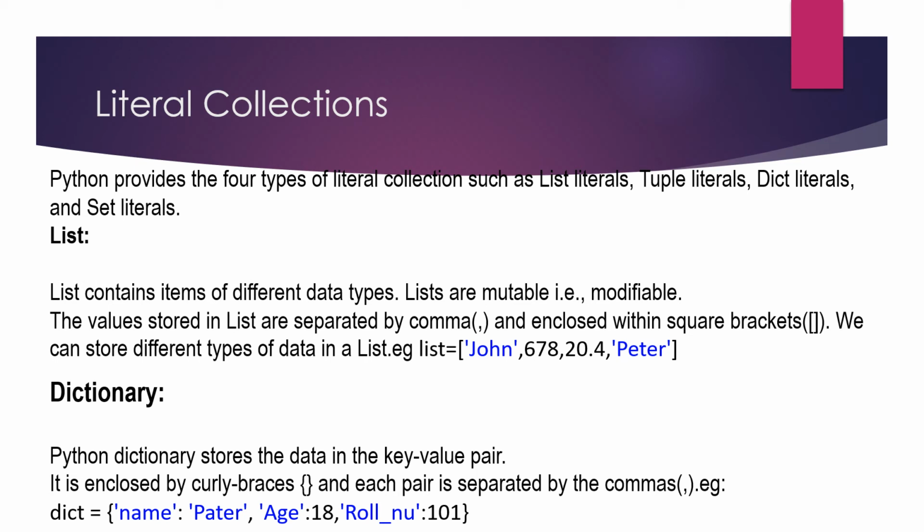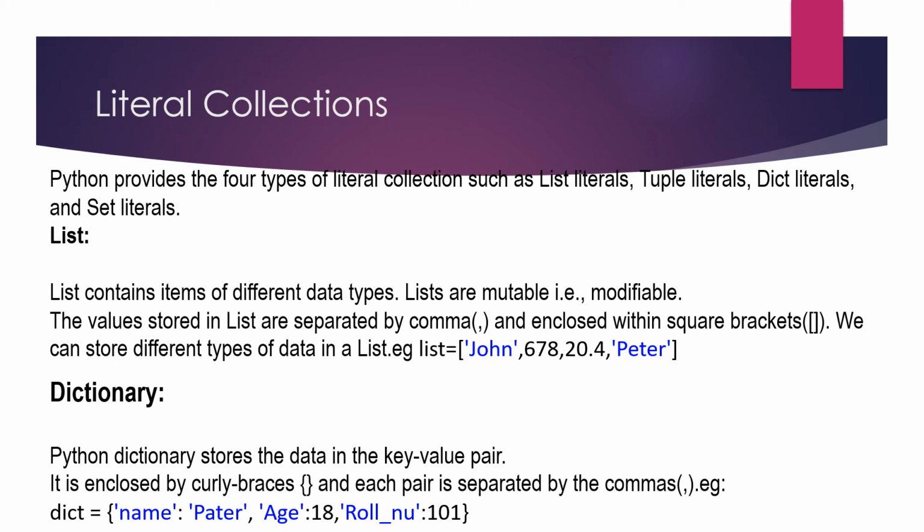We can store different types of data in a list. For example, the list contains John in single quotes, which is a string, 678, which is a numerical value, 20.4, which is a decimal value, and again Peter within single quotes, which is a string value. So a list can hold different types of data within square brackets, and every item is separated by commas.